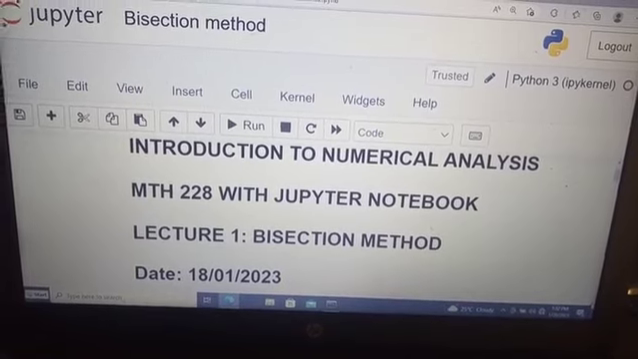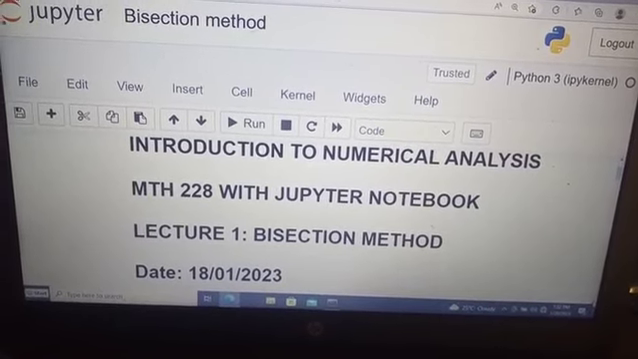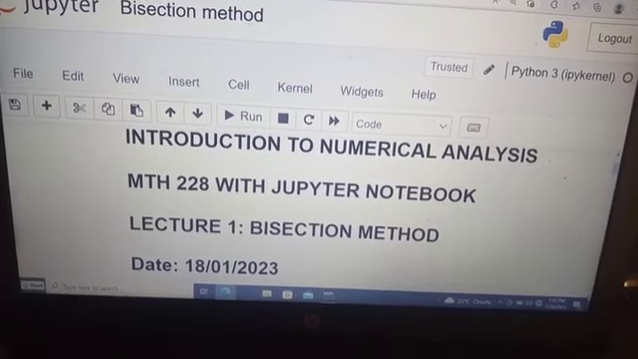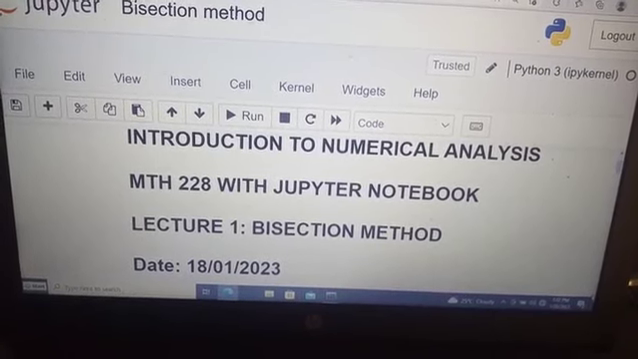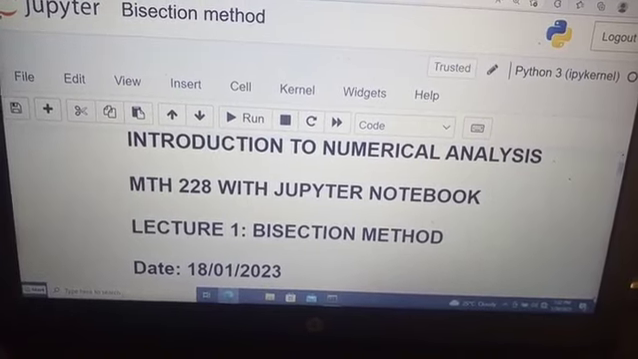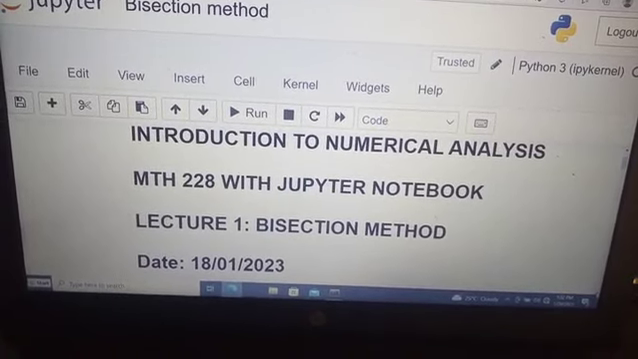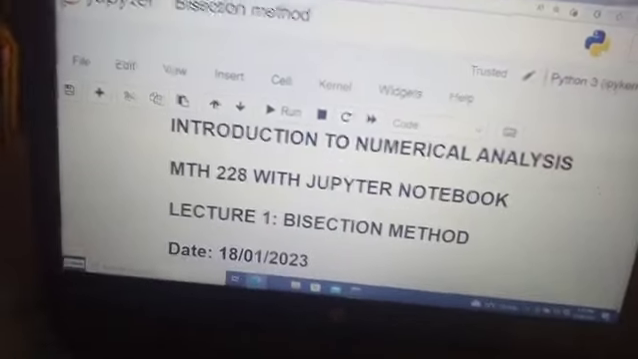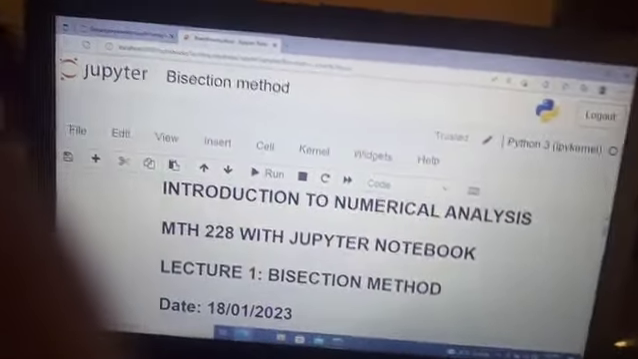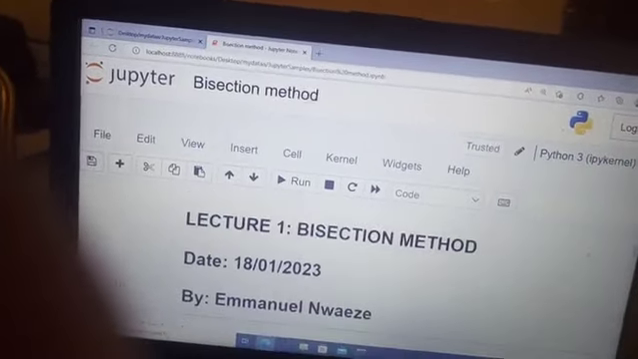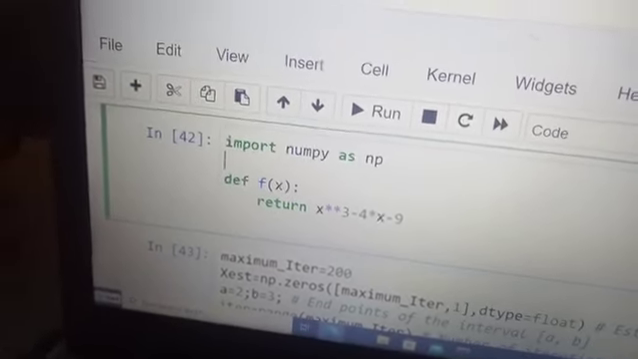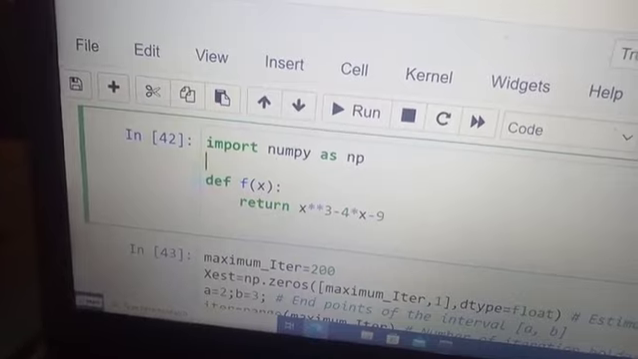Our basic assumption here is that you already know the basic algorithm behind this method, and our aim is to show you how this is done using the Jupyter Notebook. The first step is to import the module that will help us calculate this. Look at it clearly and see where we have written import numpy as np.